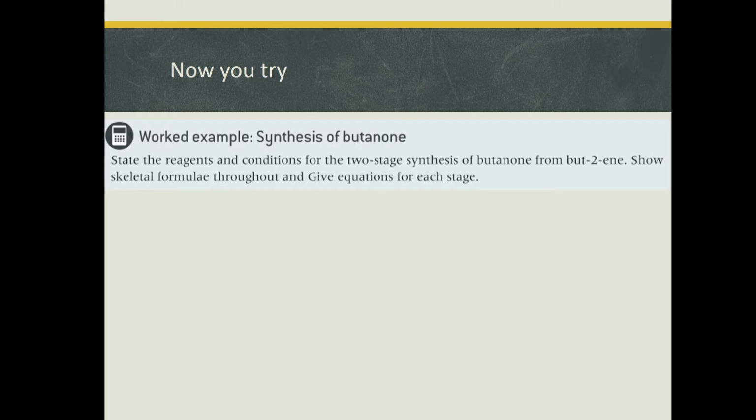So if I give you about 5 minutes now, I would like you to have a go at doing a two-stage synthesis to make butanone from but-2-ene. I want you to show all skeletal formulas throughout. I don't want to see any structural formulas, and I want you to provide any equations for each step. I want to make sure that those equations are balanced as well.